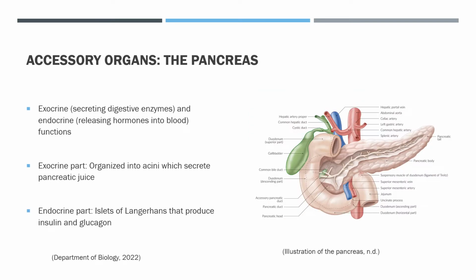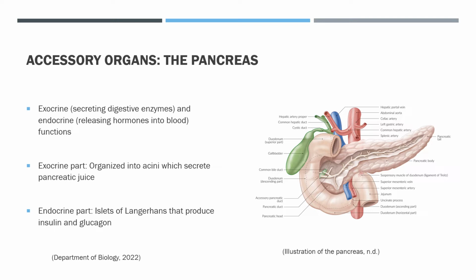The pancreas is nestled into the curvature of the duodenum. This gland has both exocrine and endocrine functions. Exocrine functions mean it is secreting digestive enzymes, while endocrine functions mean it releases hormones into the blood. The exocrine part of the pancreas is organized into cell clusters called acini. These acinar cells secrete enzyme-rich pancreatic juice into small merging ducts that form two major ducts. The larger duct fuses with the common bile duct before entering the duodenum. The smaller pancreatic duct, also called the accessory duct, runs from the pancreas directly into the duodenum.